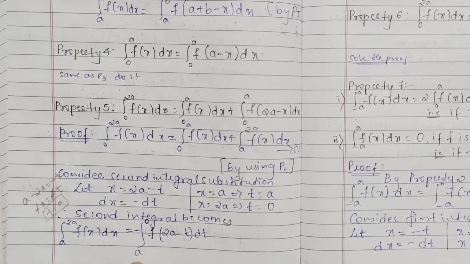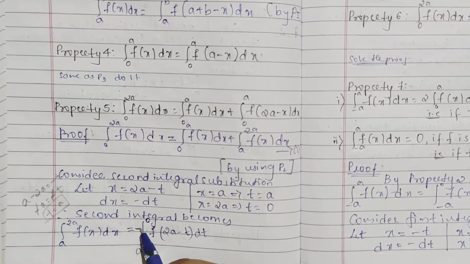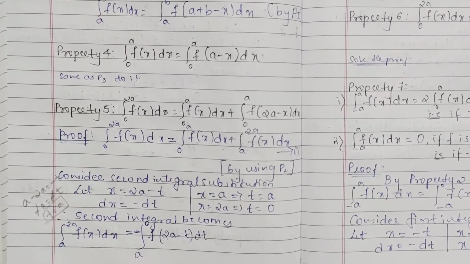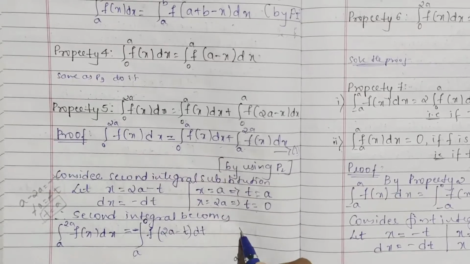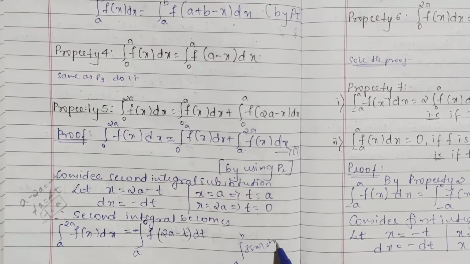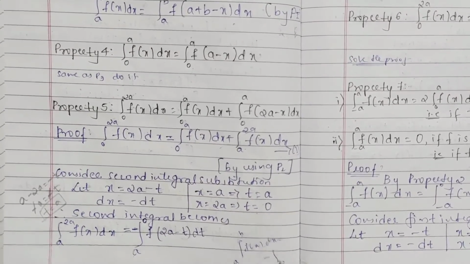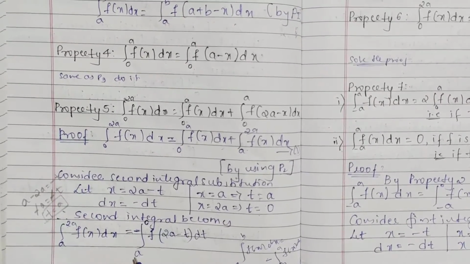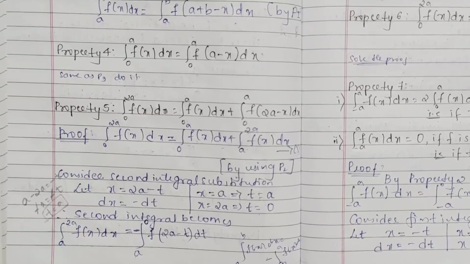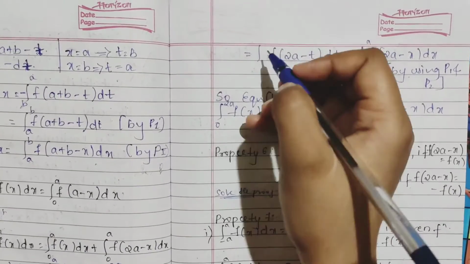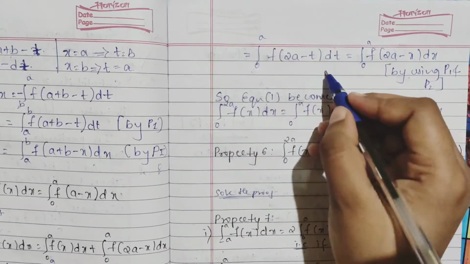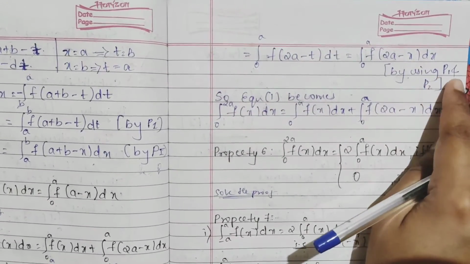Now what we can do, see again it is negative, we don't want negative, so we will apply our property 2. Property 2 tells that integration a to b f of x dx is minus of integration b to a f of x dx. So here a to 0, we make 0 to a and this becomes positive, right. This becomes 0 to a, f of 2a minus t dt by using our property 1.